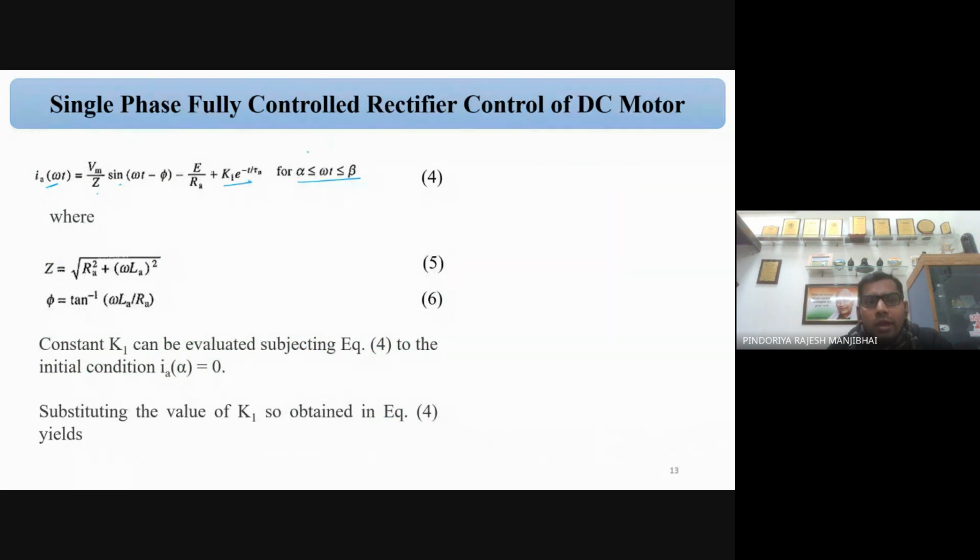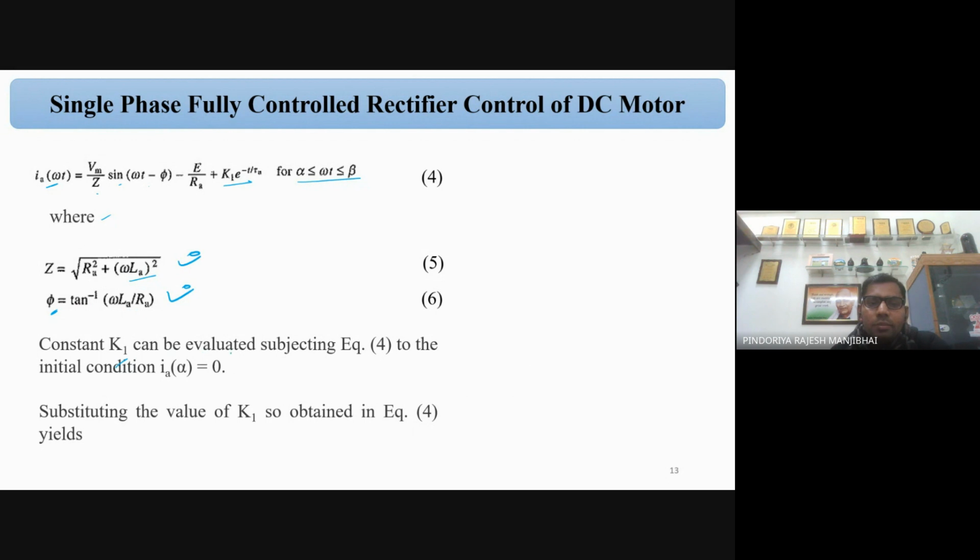Where, what is Z? Z is nothing but impedance, that is the square root of RA square plus omega LA square. Okay, so this is simple impedance. You know very well about the power system, and most of you are working in the power system, correct? So impedance is nothing but the square root of R square plus omega LA square, correct? And what about phi? Phi is nothing but the angle, that is tan inverse of omega LA by RA, correct? That is equation number 5 and 6. So Z is the impedance and phi is the angle.